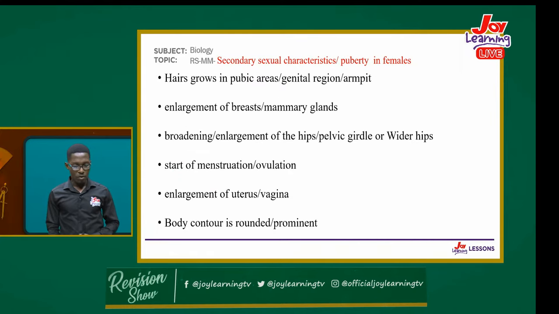Now let's look at the female one. Now the female one is the same thing. Hair grows in pubic areas. Then there's enlargement of breast or mammary gland. It's not developed because the breast was there. It's just enlarged, not developing. Broadening and enlargement of hips. So prefer broadening. Then there's start of menstruation and ovulation when they get to secondary sexual characteristics.